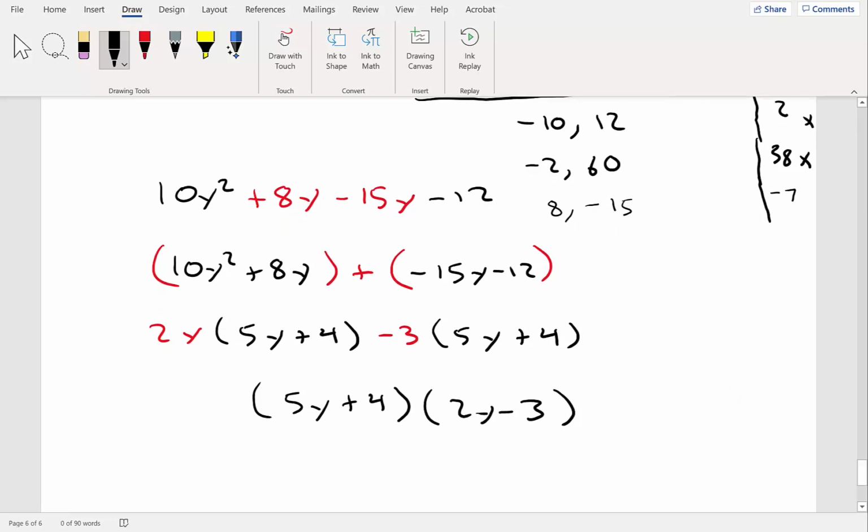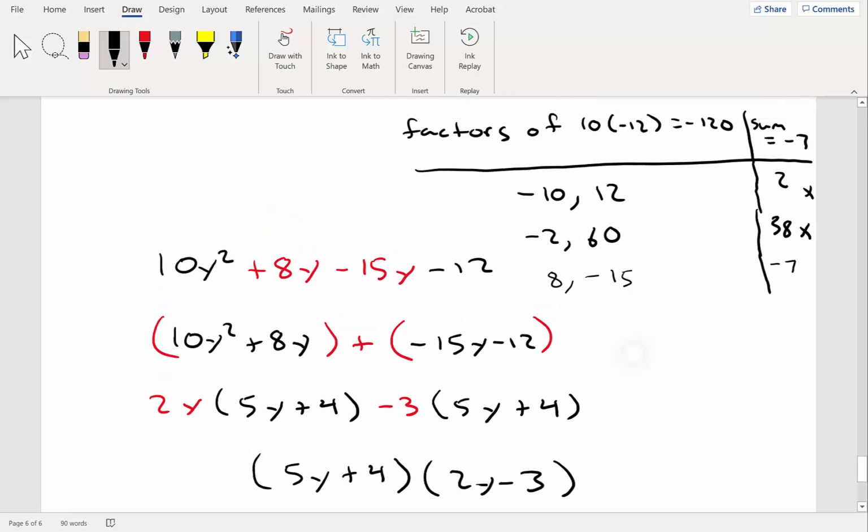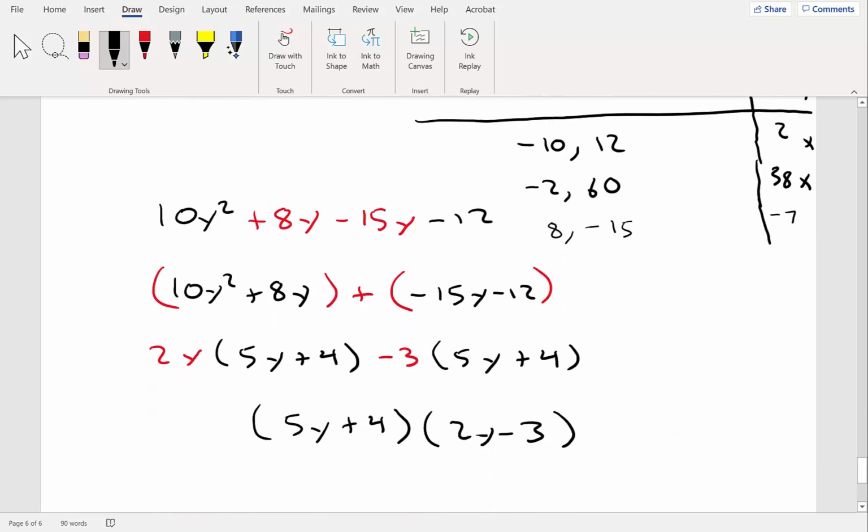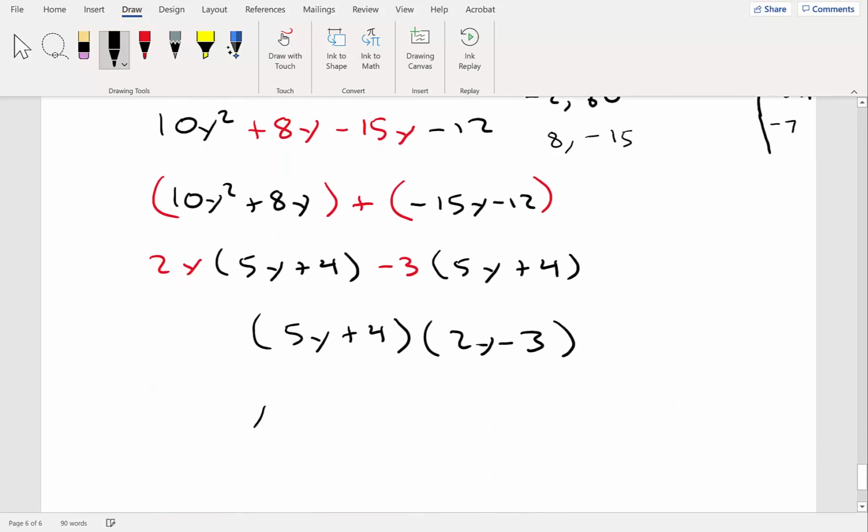But now this isn't our final answer because remember in the beginning we factored out the GCF of y squared. So we have to add that back into our answer. Let's put that in the front. So we have y squared times 5y plus 4 times 2y minus 3. So a little bit more going on in this particular problem, but just remember, always look for a GCF first. That way you could break down the problem a little bit, and then you're left with smaller numbers.